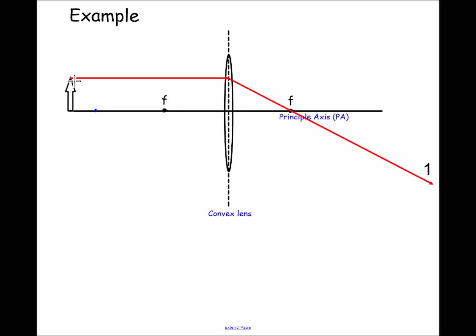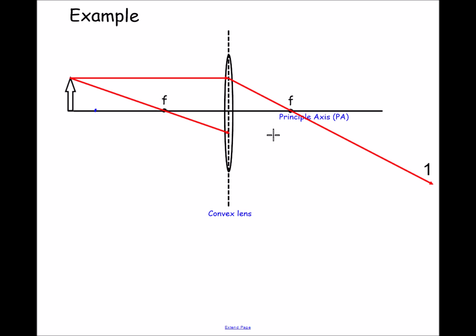Now the second ray that we draw goes from the top of the object, and it goes through the near focal point until it gets to the lens. Okay, so what you want to do is take your ruler, draw a straight line that goes from the top of the object through the closest focal point until it gets to the dotted line through the lens.